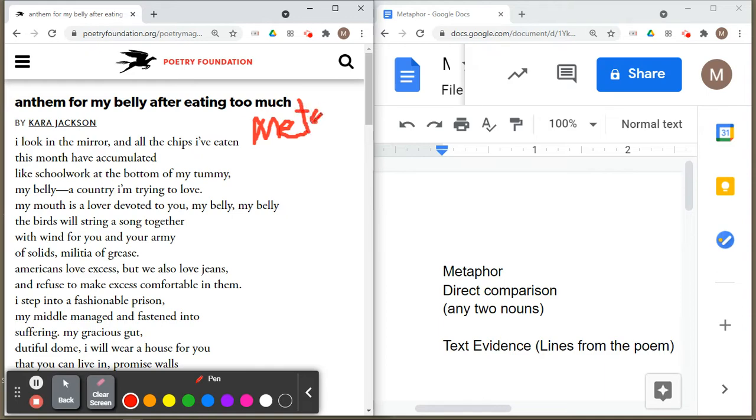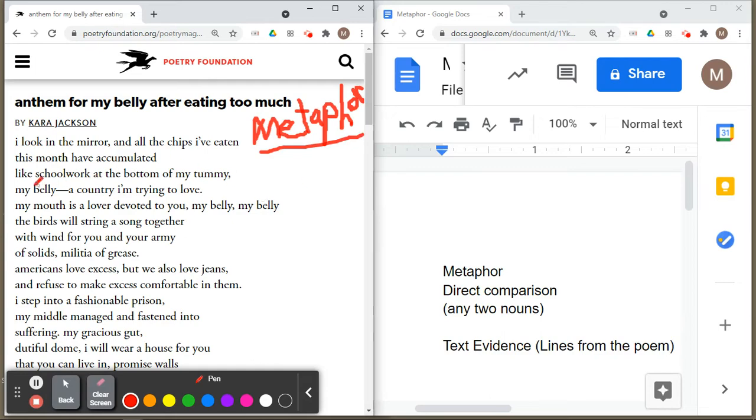I like using the word nouns because nouns are persons, places, things, ideas, objects, animals. Person, place, thing, idea. So metaphor.